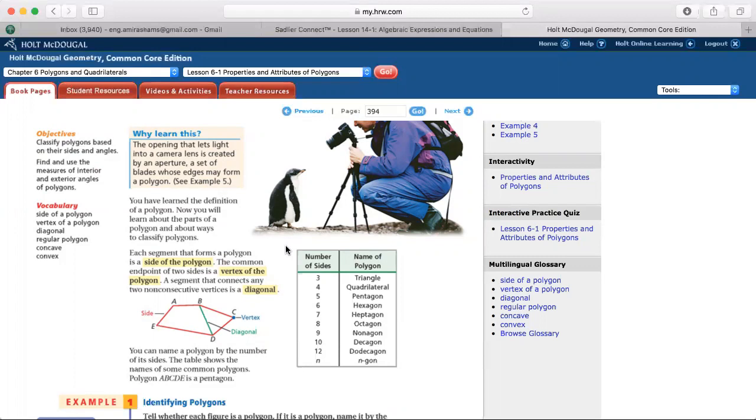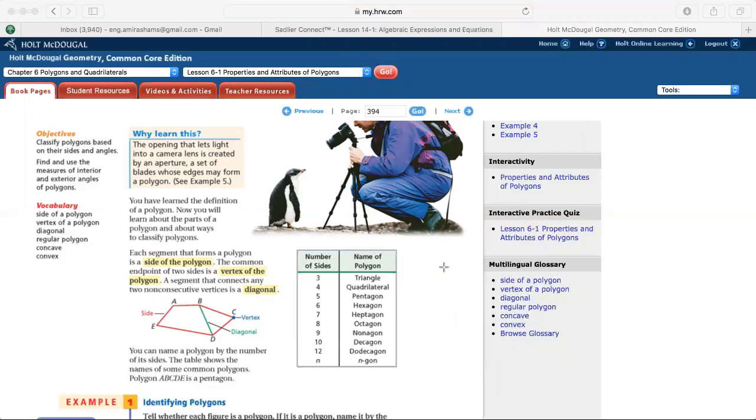But the important thing that you have to know is that a polygon is not an open figure, and it's formed from sides. Like if I have here a circle, it is not a polygon because it is curved, and all the polygons are formed from sides.